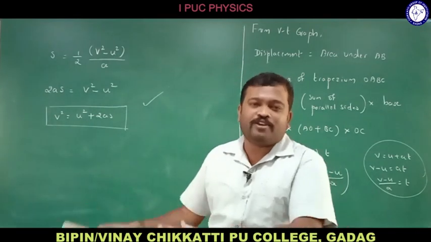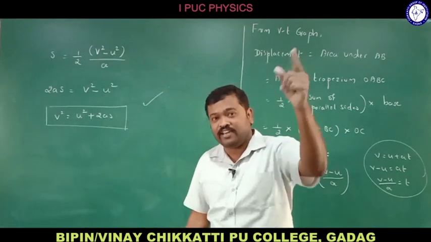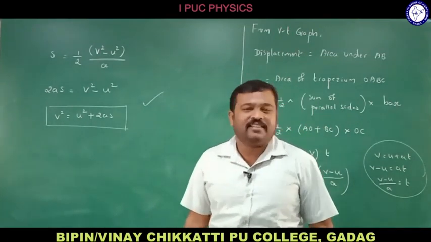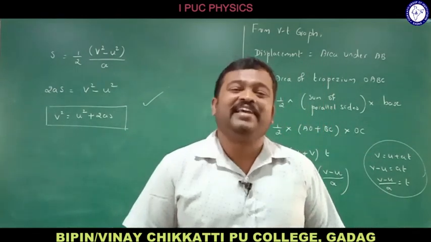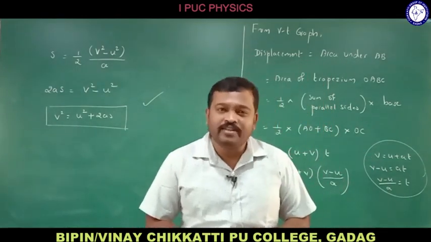Derive v square is equal to u square plus 2as using the v-t graph. We need to make use of the v-t graph, draw the v-t graph, and by seeing the v-t graph you need to write the derivation. So this is how we derived kinematic equations using the v-t graph.